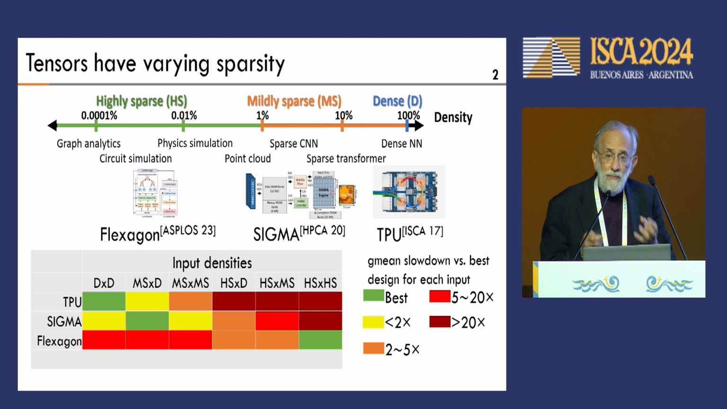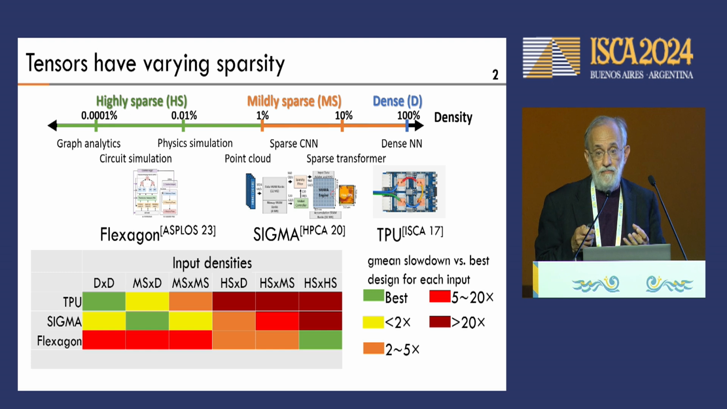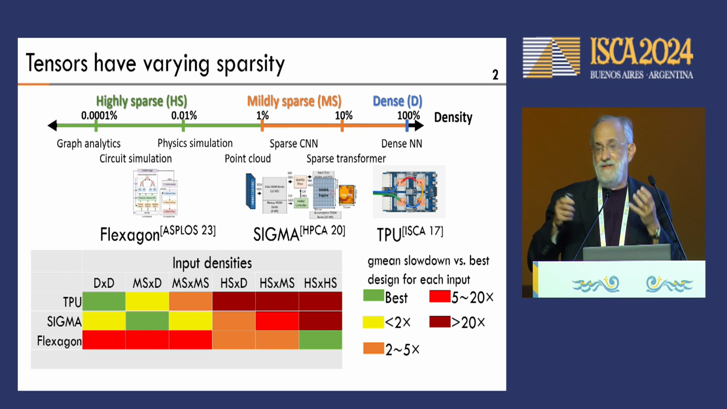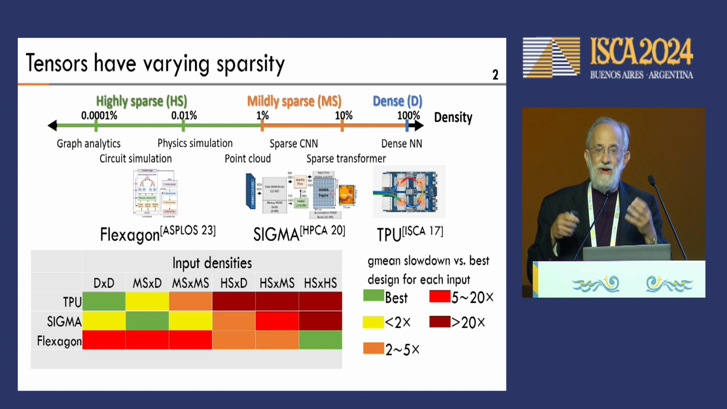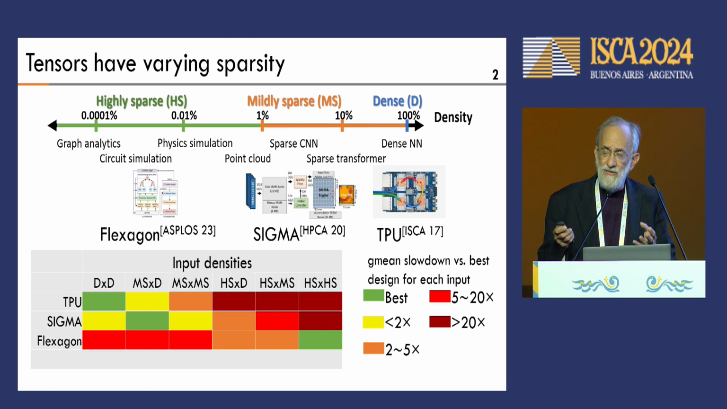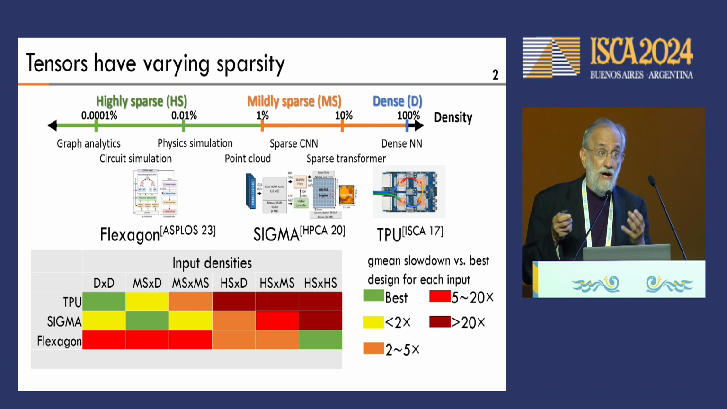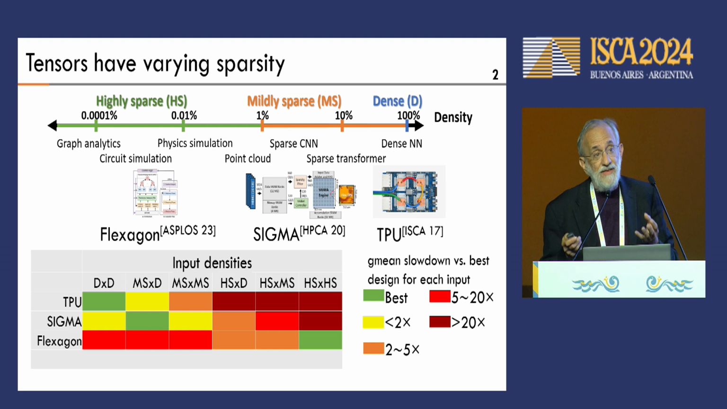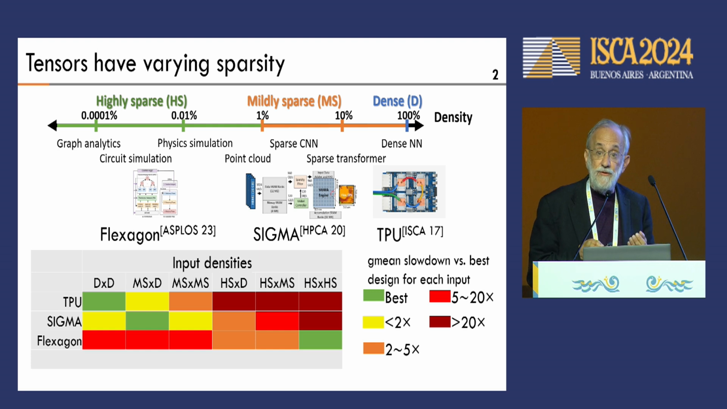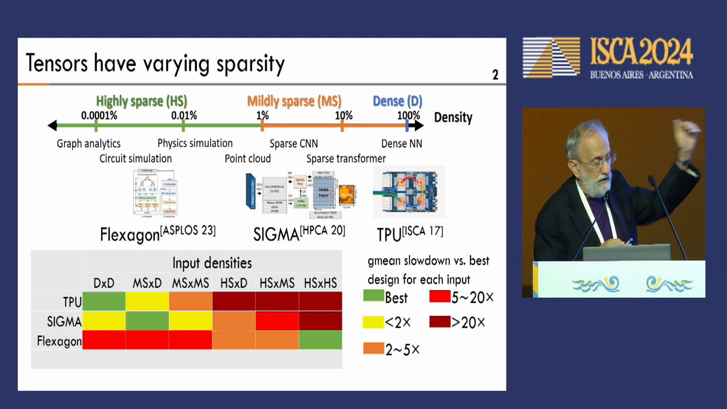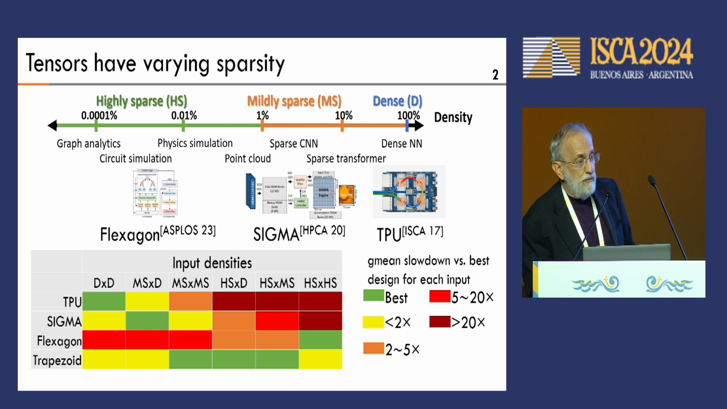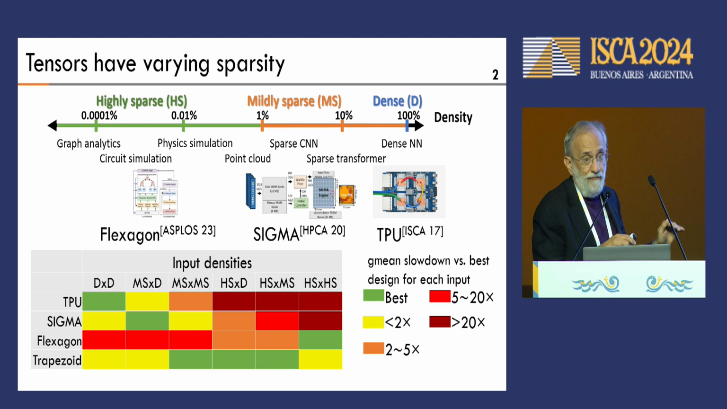Obviously, from a commercial standpoint, companies don't want to have different designs for every scenario. Every design is very expensive. They would like a design that covers a wide range of workload characteristics. That's the objective of our research here, which we call Trapezoid. If we look at the color diagram of Trapezoid, we see it does best in the middle, but it doesn't fall off too badly at the extremes.